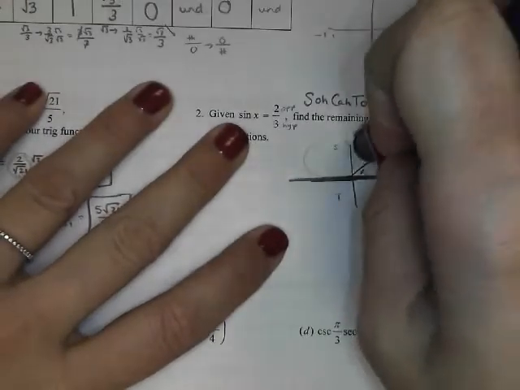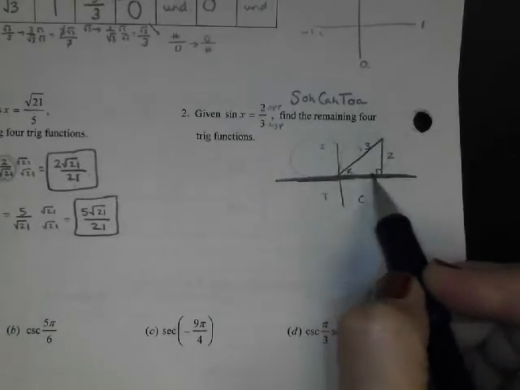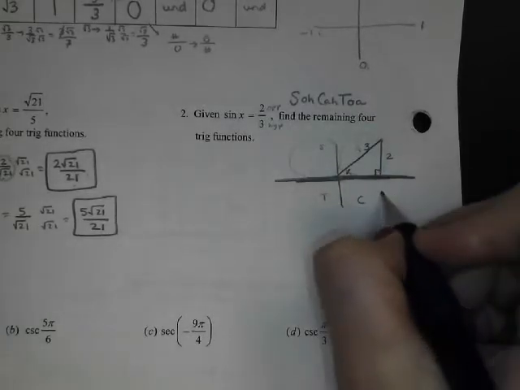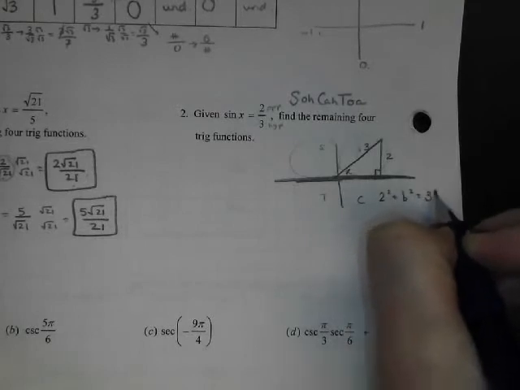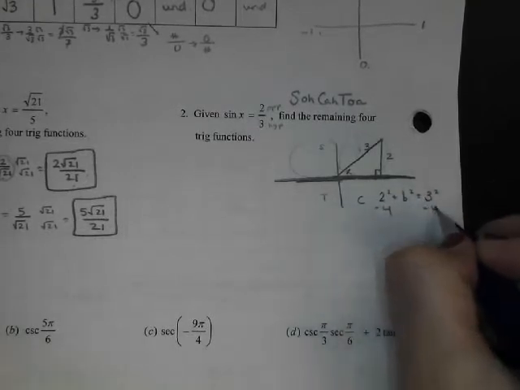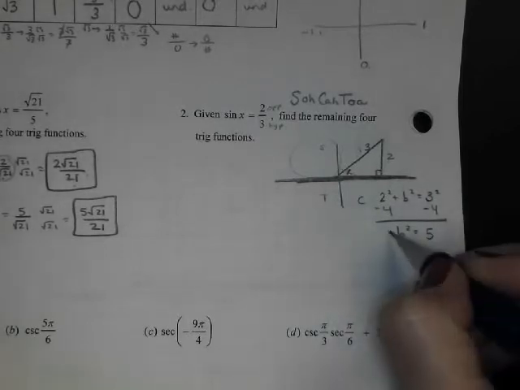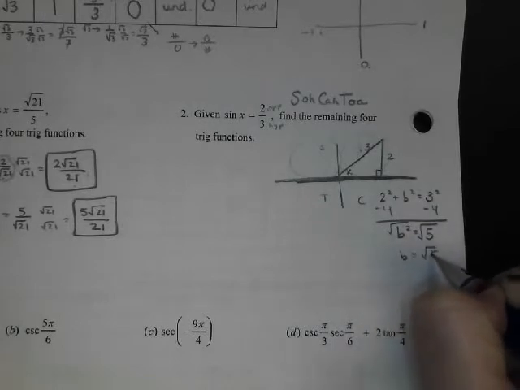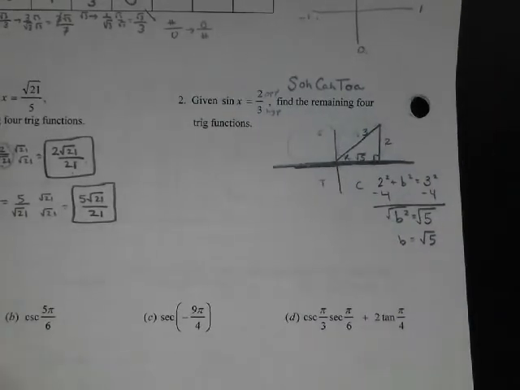Let me get rid of that A. And so with those 2, given that this is the right triangle, we can find the third side length from the Pythagorean theorem. A squared plus B squared equals C squared. So 2 squared plus B squared equals 3 squared. Subtract your 4 from both sides. 9 minus 4 is 5. Square root both sides. B equals radical 5. And that's that side length.